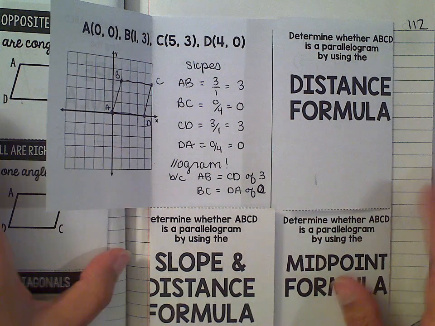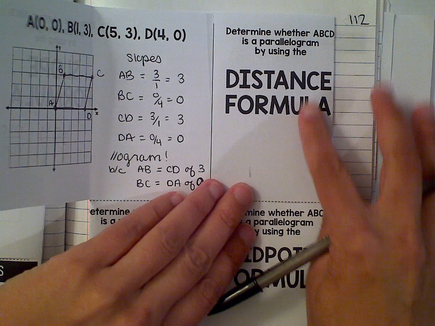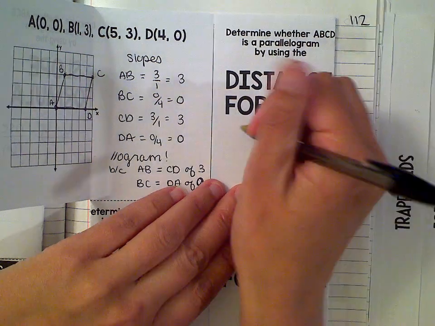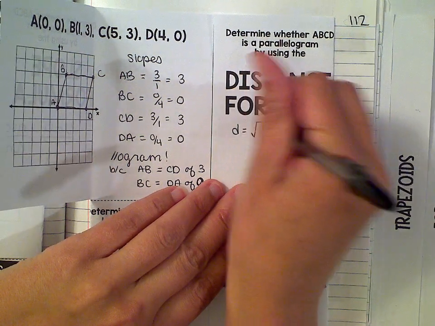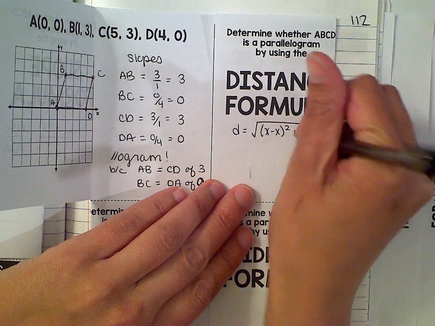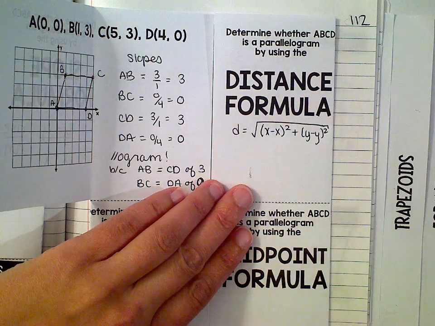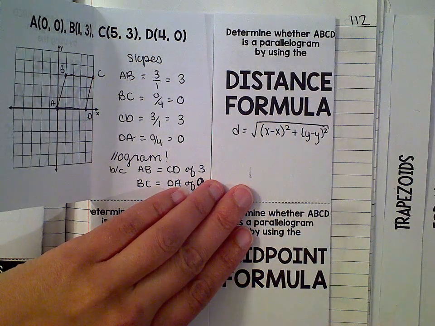If you don't like slope, another way that we could determine if something is a parallelogram or not is by using the distance formula. Now, the distance formula we talked about super briefly. It's x minus x squared plus y minus y squared, all square rooted. It's a crazy funky thing like that. There's too many pluses and minuses for me.